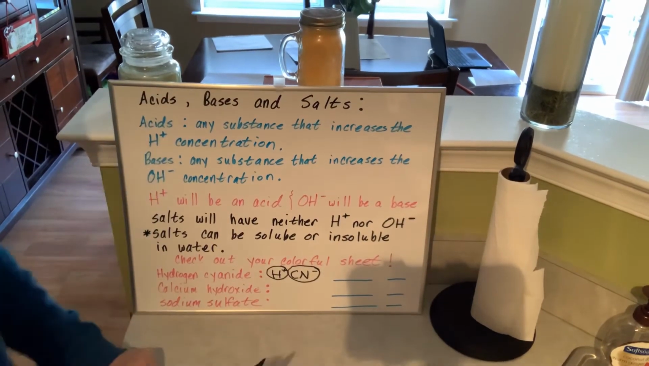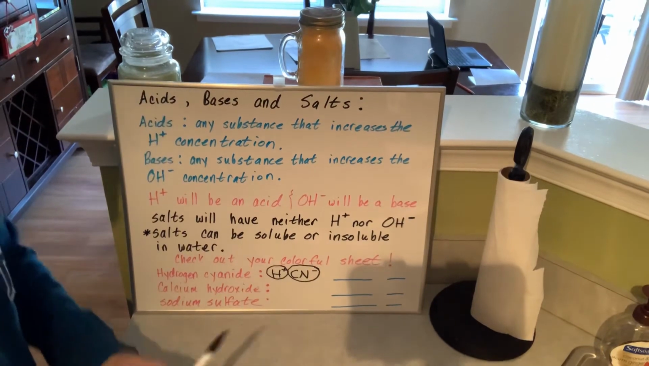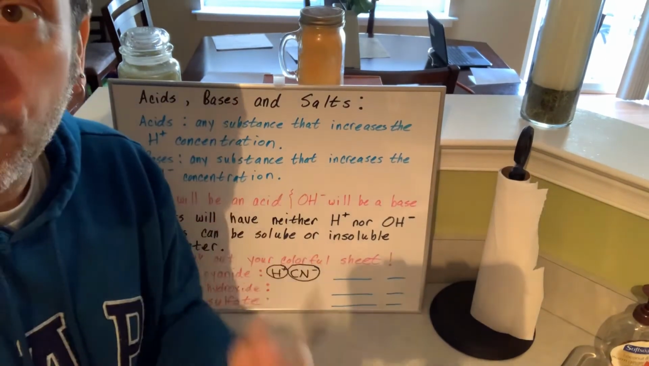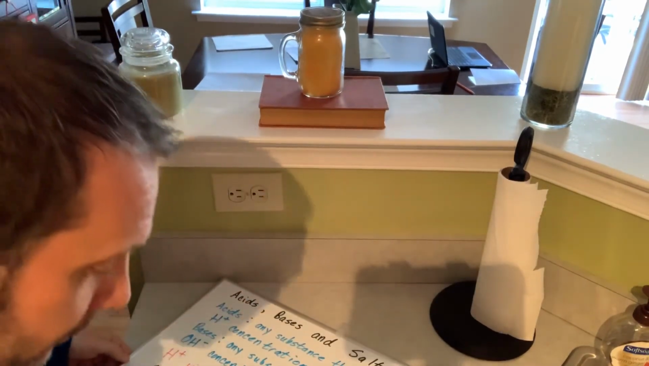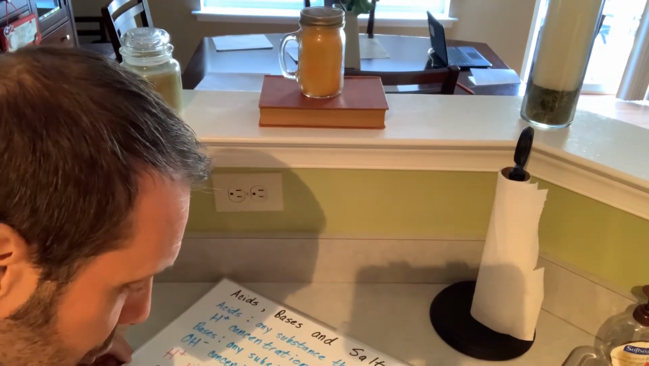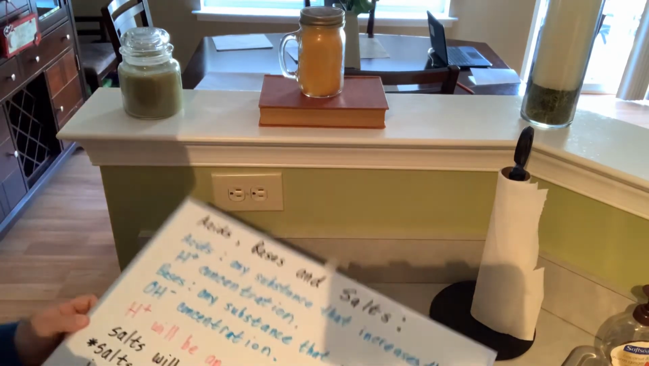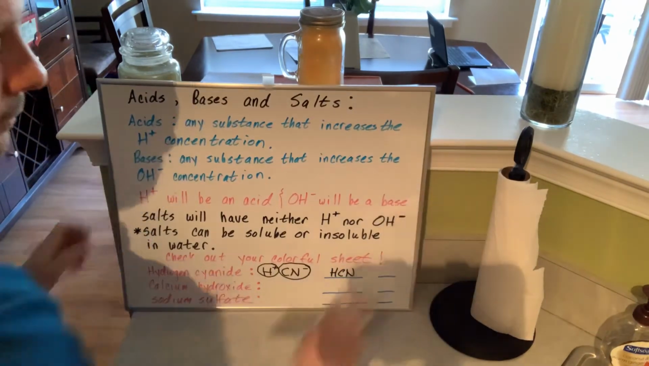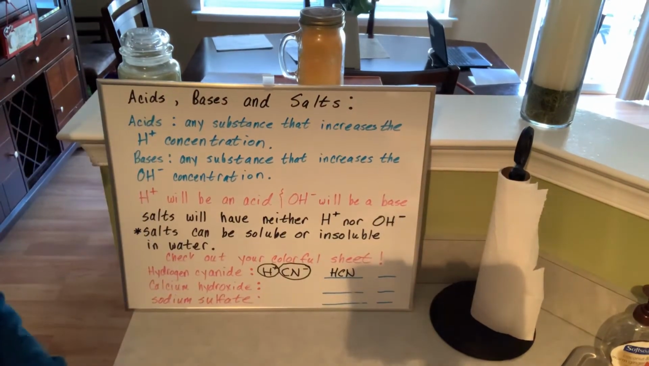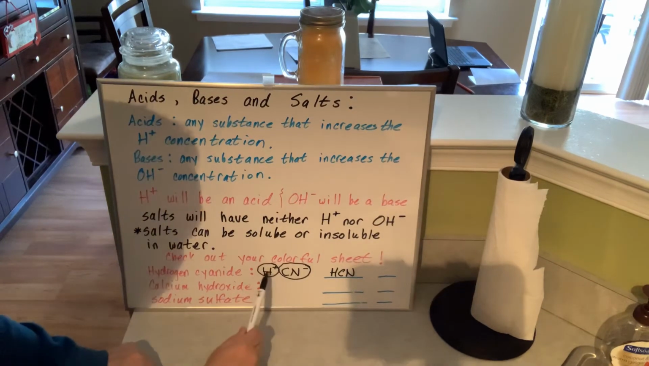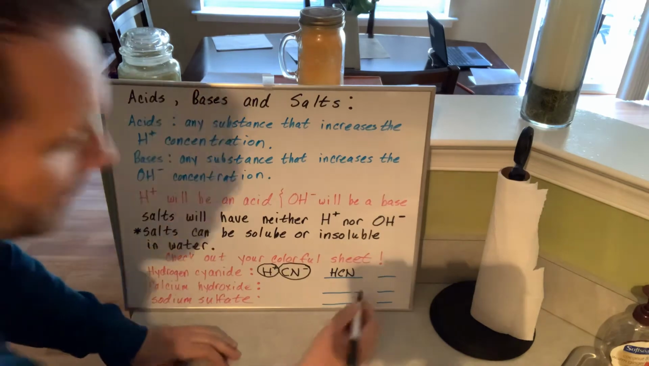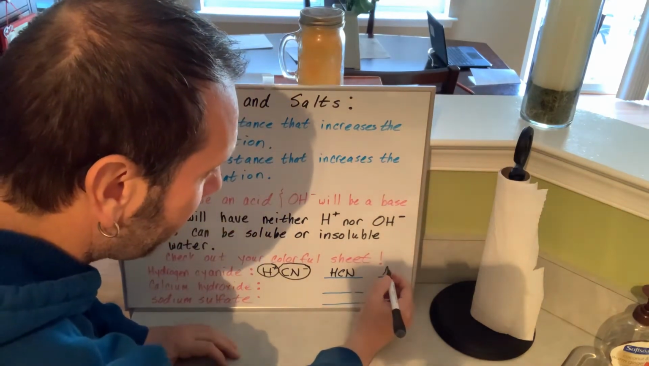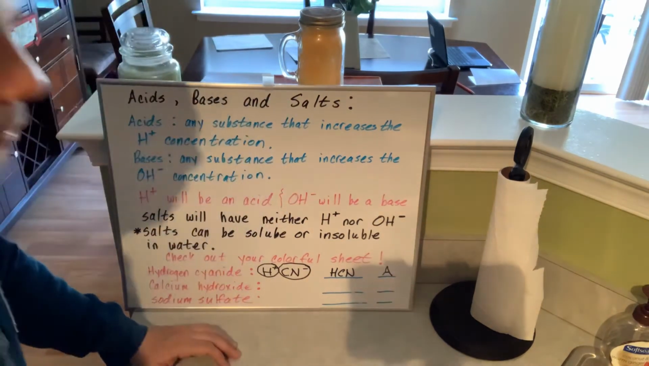All right, anyway, since this is +1 and this is -1, it already adds up to 0, so we just put them together. So the formula is just going to be HCN, because you only need one of each. Now, since the positive ion is H+, that means that this is an acid. So I'm going to put an A for acid.